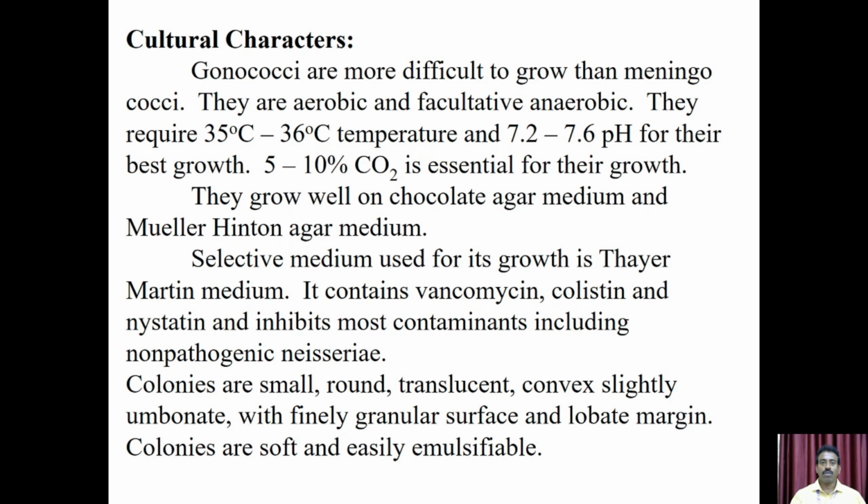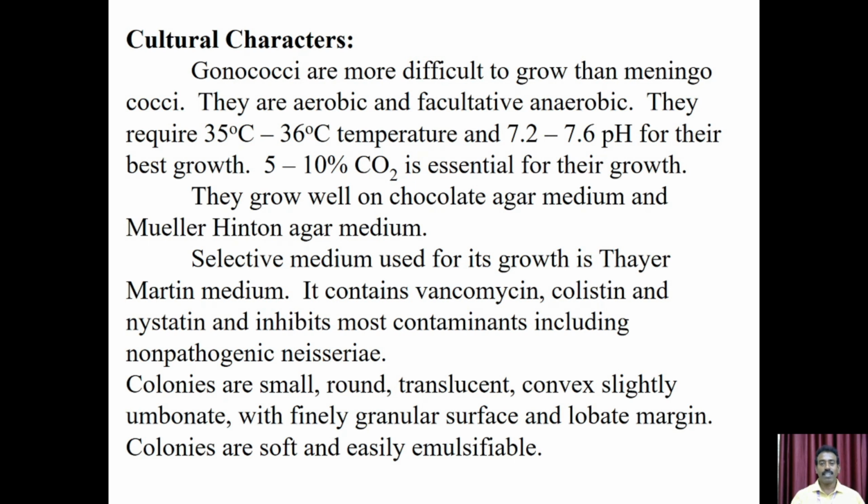Cultural characteristics. Gonococci are more difficult to grow than meningococci. They are aerobic and facultative anaerobic organisms. They require a temperature of 35 to 36 degrees Celsius and a pH of 7.2 to 7.6 for best growth, and 5 to 10% carbon dioxide is essential for their growth. They grow well on chocolate agar and Mueller-Hinton agar. The selective medium used for their growth is Thayer-Martin medium. It contains vancomycin, colistin and nystatin, and inhibits most contaminants including the non-pathogenic Neisseriae.